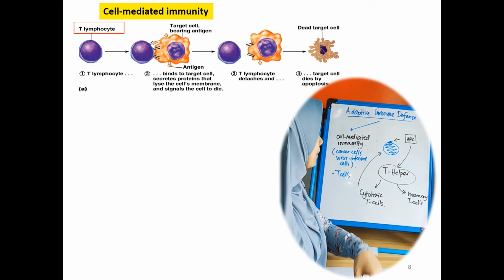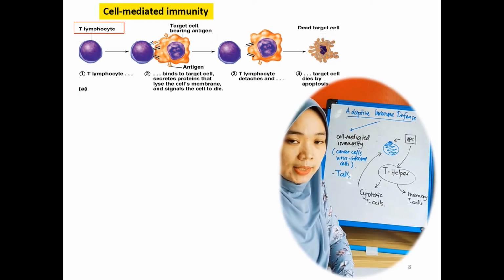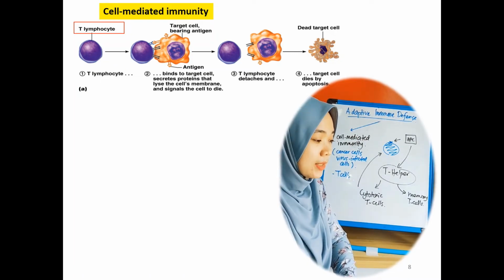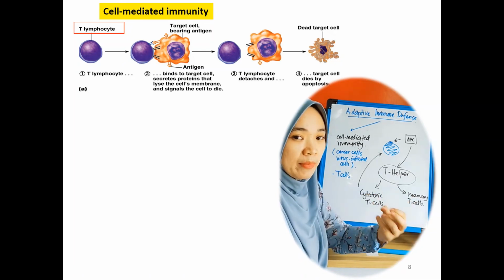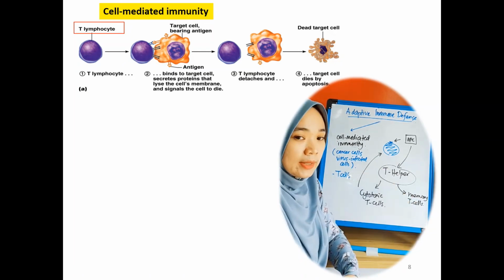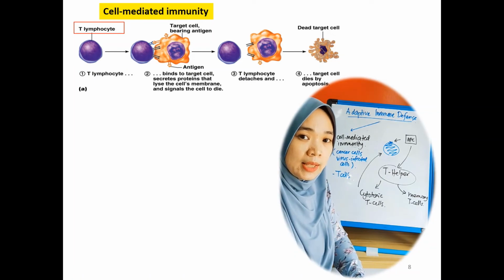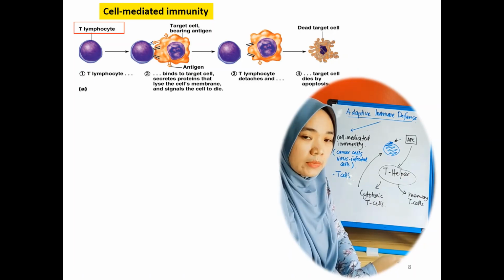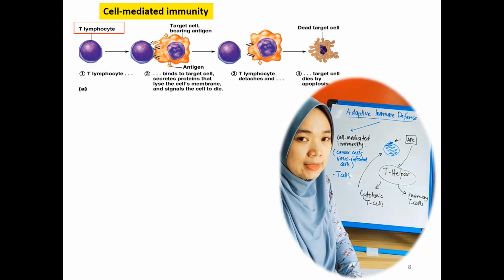That's why it is named acquired, or adaptive, immunity. Acquired or adaptive immunity needs to recognize first. They have memory for them. So next time when the same thing occurs, they just immediately go to that cancer cell and kill those cells.